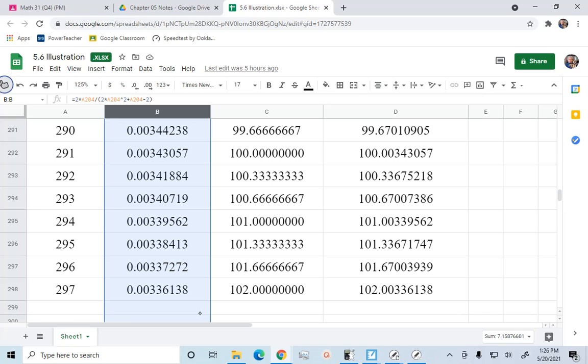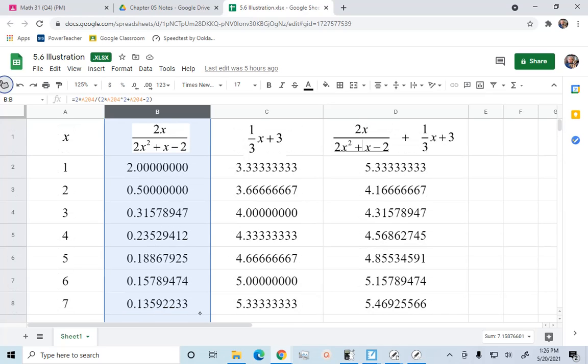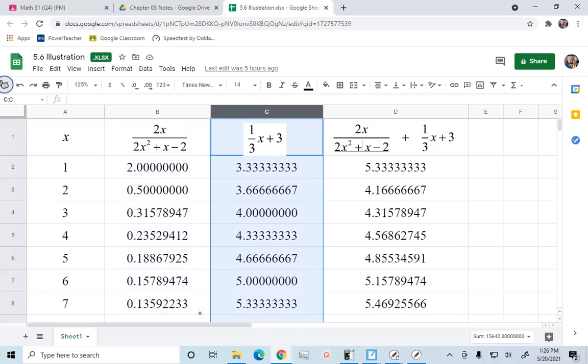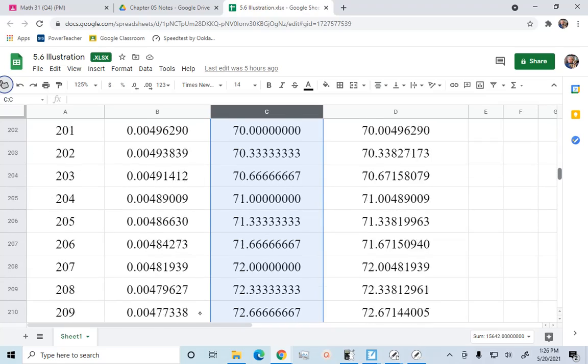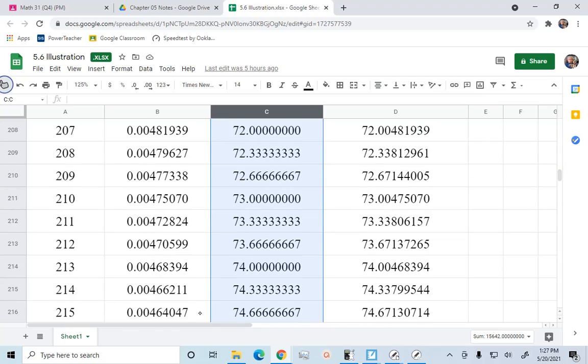Now, take a look at what's happening to the second part of the function, which is what's in column C. It goes from 3.3 repeating to 3.6 to 4 to 4.3, and it just keeps increasing. There's a pattern to it, but I really don't care what that pattern is. It keeps increasing.